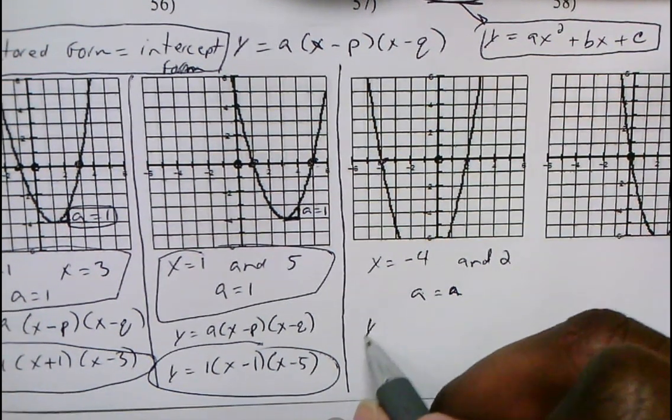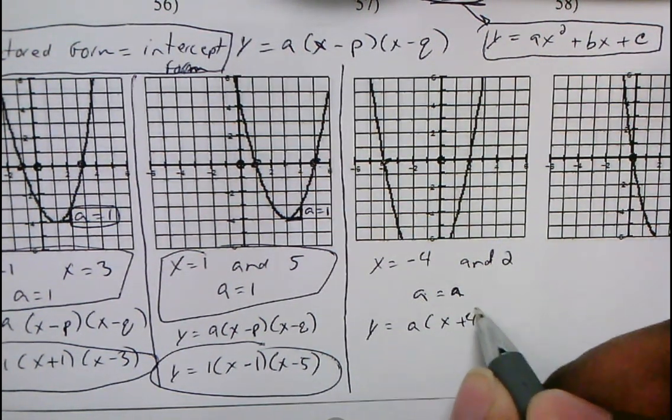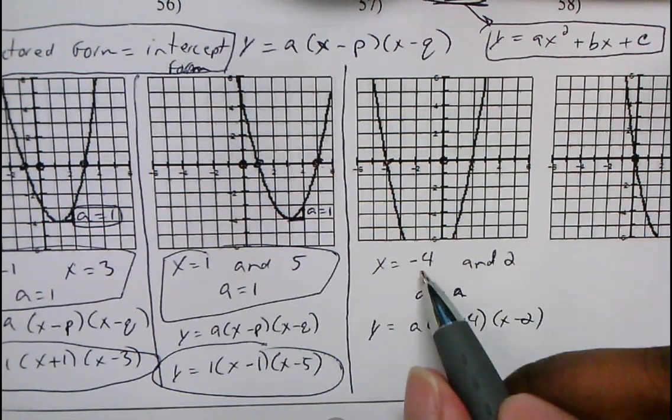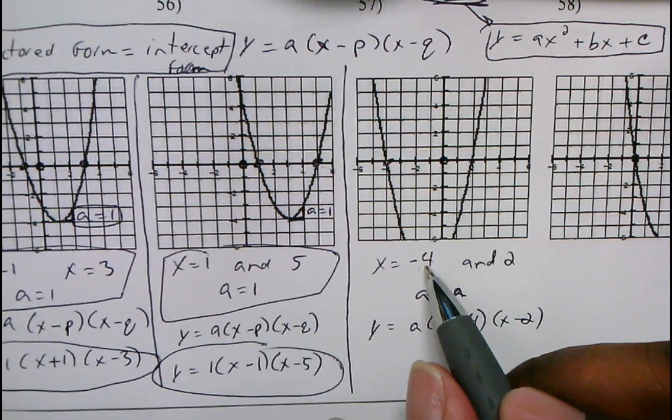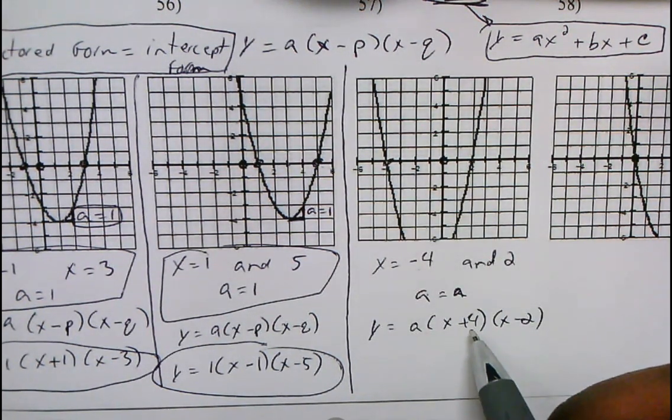So when I write this equation, it'll be y equals a(x + 4)(x - 2). Why is it x plus 4? Basically, whatever the sign is on the intercept on the graph is going to be the opposite sign when I place it in parentheses. Hence, if that's -4, this is +4.